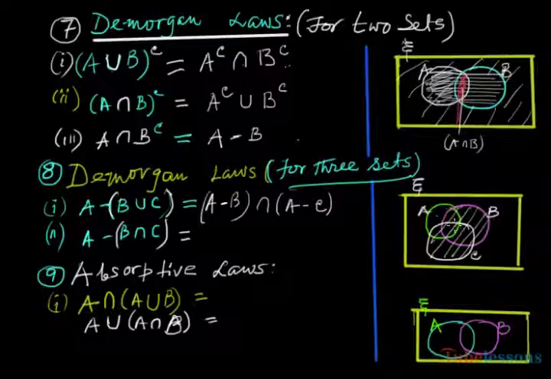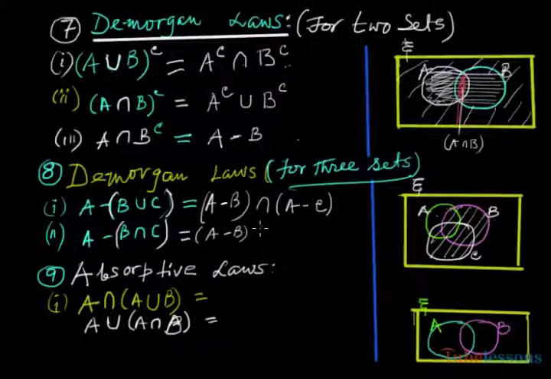A minus B, this is A, this is B, so A minus B is this portion. Intersection A minus C, this portion. Now A minus B intersection C goes to A minus B union A minus C.